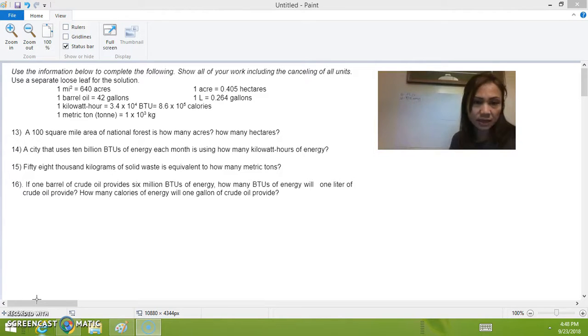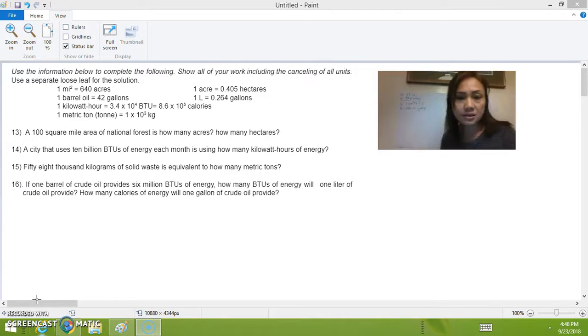Continuing with the question, how many calories of energy will 1 gallon of crude oil provide? So it looks like I do have two problems there. So I'm going to draw a line to separate the second problem, and the given for that second problem is 1 gallon of crude oil. Again, CO for crude oil, and the unknown for me there is calories of energy.